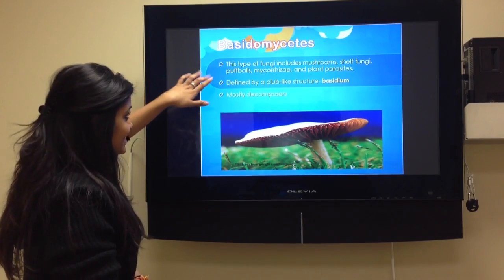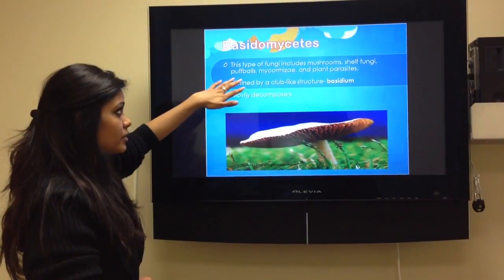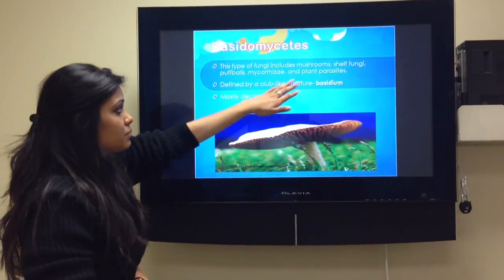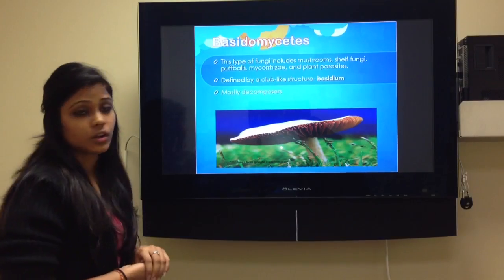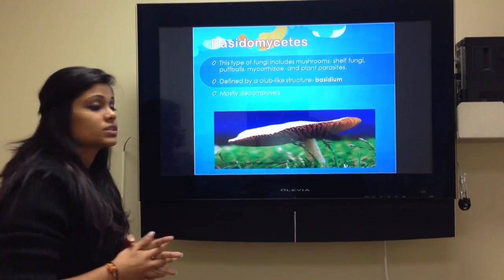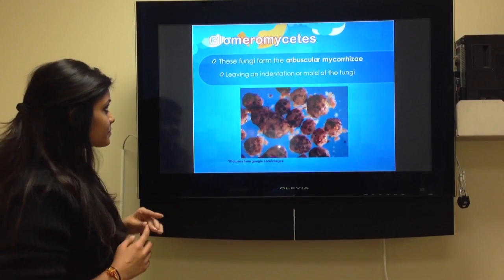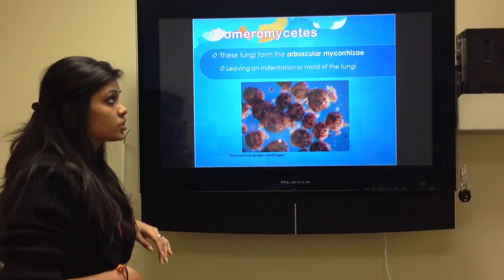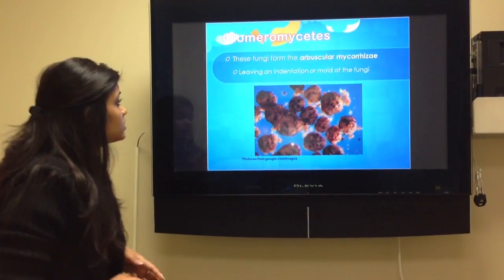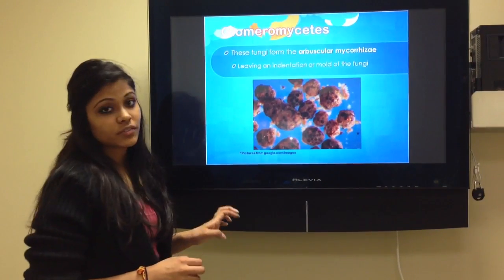basidiomycetes. This type of fungi includes mushrooms, shelf fungi, puffballs, mycorrhizae, and plant parasites. And they are defined by a club-like structure called basidium, and they're mostly decomposers. And here's an example of basidiomycetes. Glomeromycetes. These fungi form arbuscular mycorrhizae, and this is basically leaving an indentation or mold of the fungi.